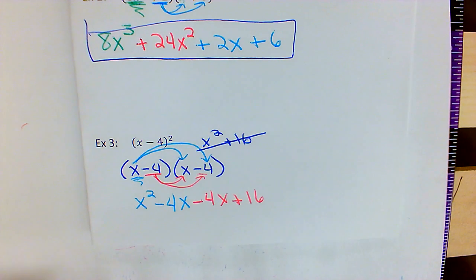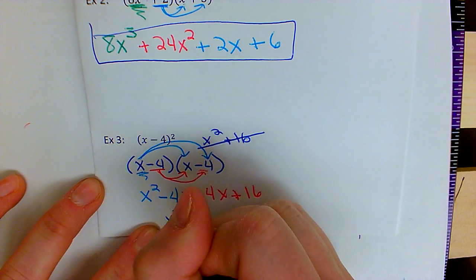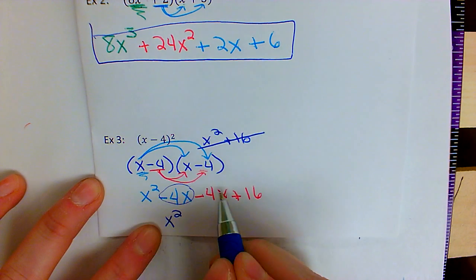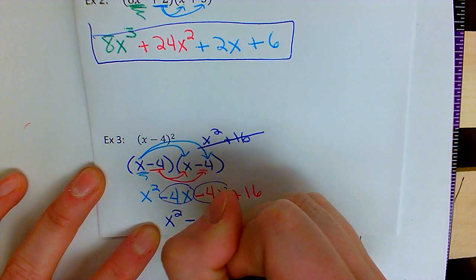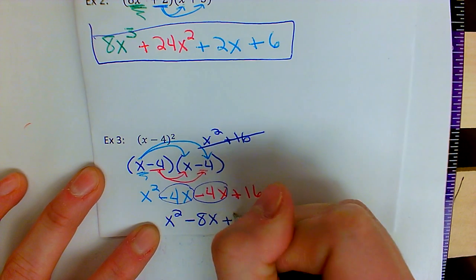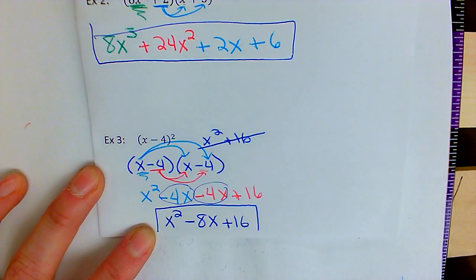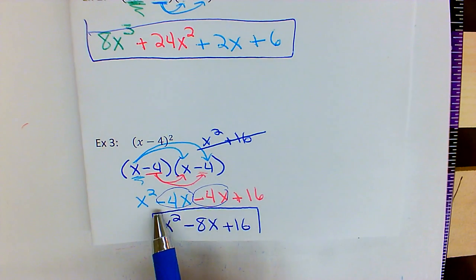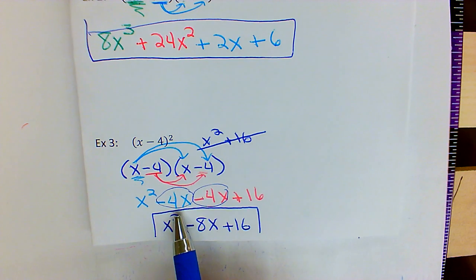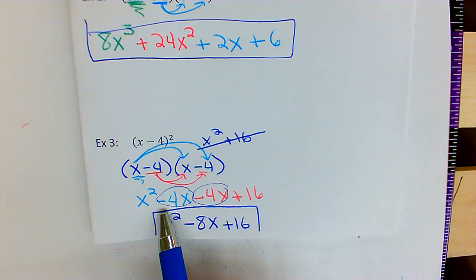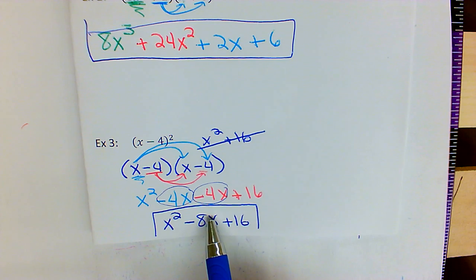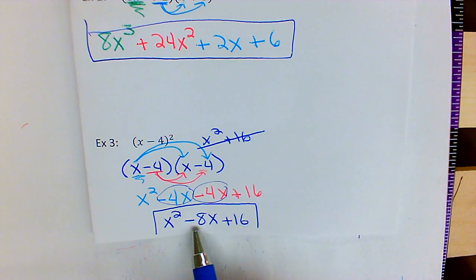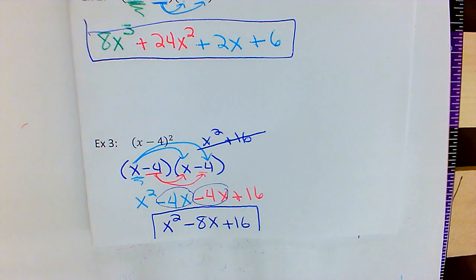Now I am combining the like terms. This gives me x squared, negative 4x minus another negative 4x gives me a negative 8x. And I also have the positive 16. These two numbers did not cancel each other out; they might be the same number, but they also have the same signs. So this is like saying you're in debt $4, you're in debt another $4, so now you're in debt $8.